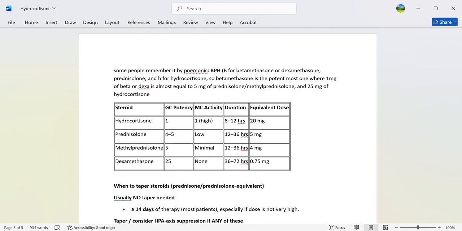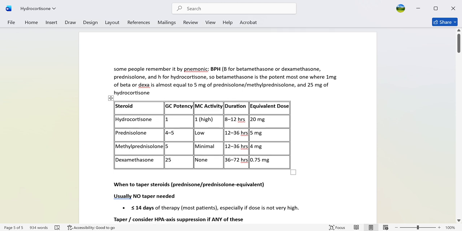Hydrocortisone is the most natural one and it has a ratio of 1:1. It has the highest mineralocorticoid activity among these four steroid agents. Also, it has the shortest duration among these steroids. Prednisolone and methylprednisolone have 5:1 of glucocorticoid to mineralocorticoid activity, whereas dexamethasone has 25:1, the highest glucocorticoid activity and the lowest mineralocorticoid activity, at the same time having the highest duration of action.